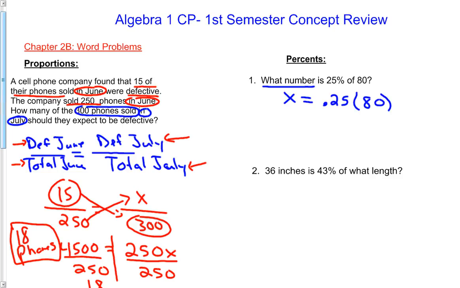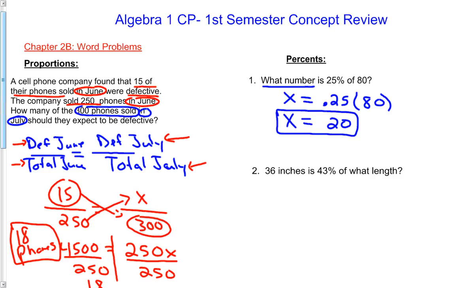And then again, I want to get rid of all my parentheses, just like we always do. So 0.25 times 80 gives you 20. And then you want to get the variable by itself. You want to solve for it. So if I solve for x, there's no work to do because x is already by itself. So that's my answer, 20. All right, the next one.